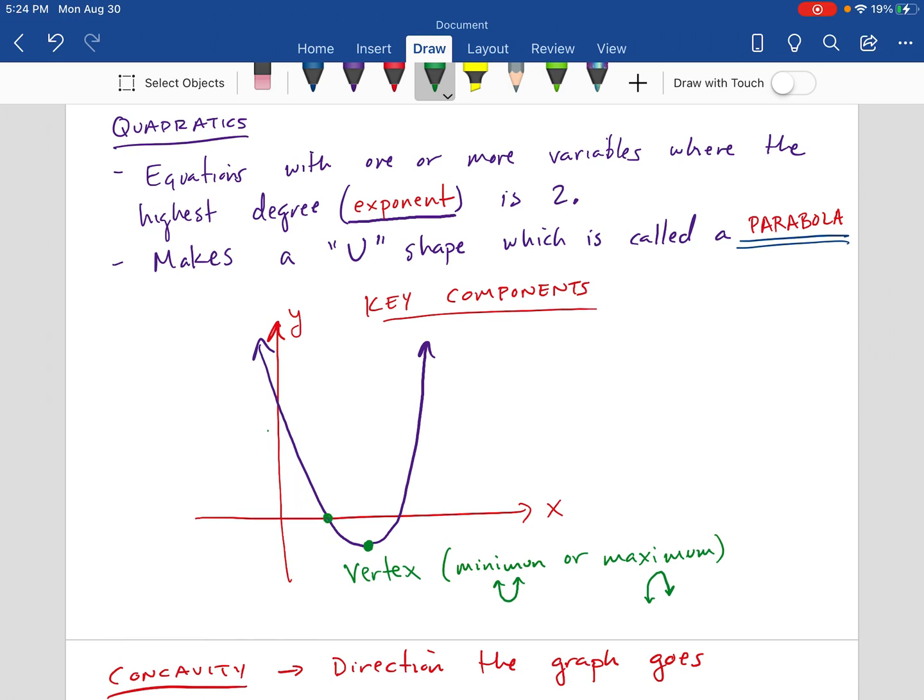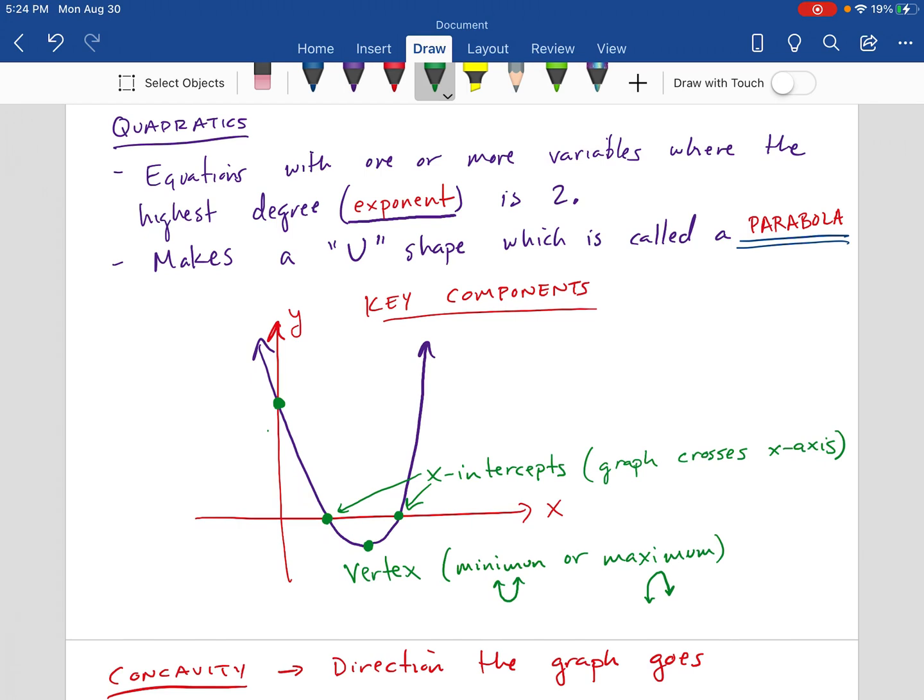The second points are right here where it crosses your x-axis. These are called x-intercepts. So you have 2 in this particular graph. It's not always going to be 2, but most of the time it is. X-intercepts, again, is where your graph or your parabola crosses your x-axis. Conversely, you will see that this graph also crosses your y-axis right here.